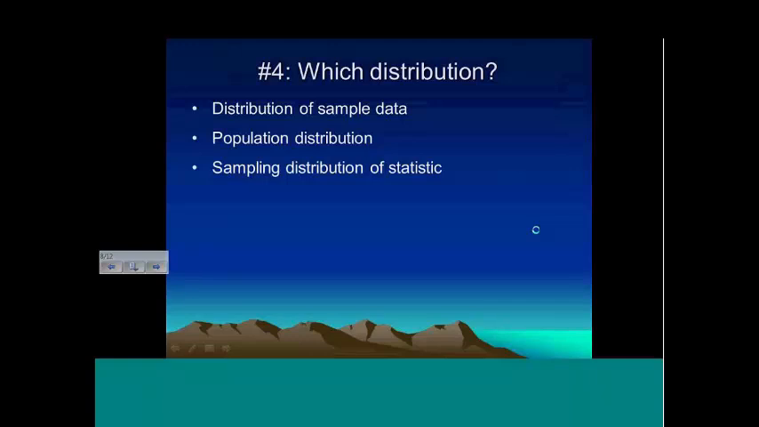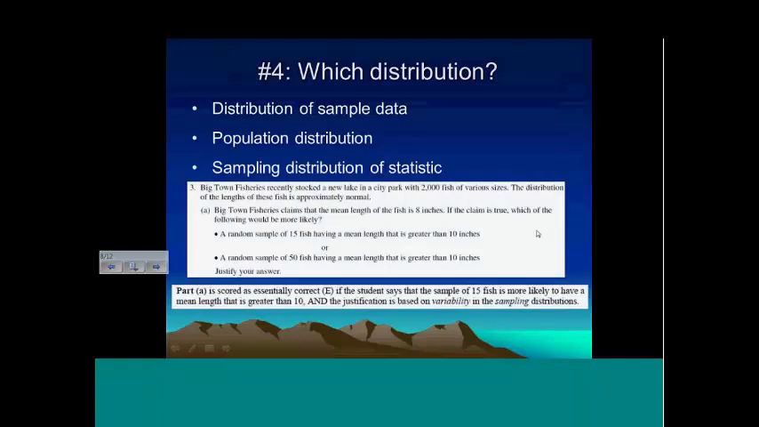You have to read really carefully to see what the question is asking. But here's one example from a recent exam. Big Town Fisheries recently stocked a new lake in a city park with 2,000 fish of various sizes. The distribution of the lengths of these fish is approximately normal. Timeout. Which distribution are we talking about? Well, it sounds to me like that's all the fish. I think we're talking about the population distribution of length, a quantitative variable, and we're told that it has approximately a normal distribution.